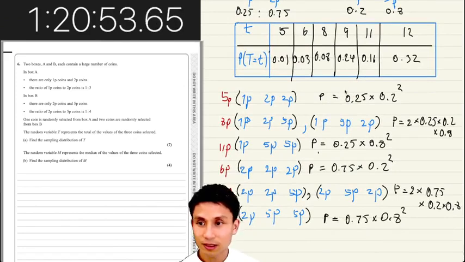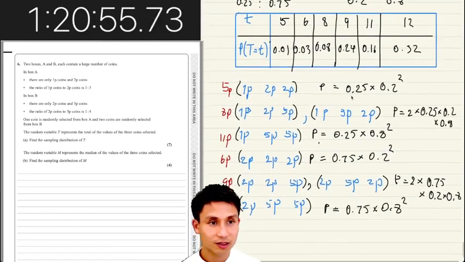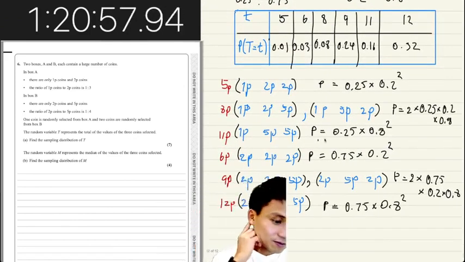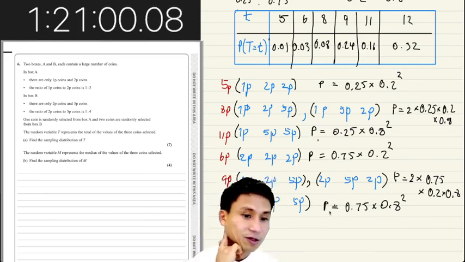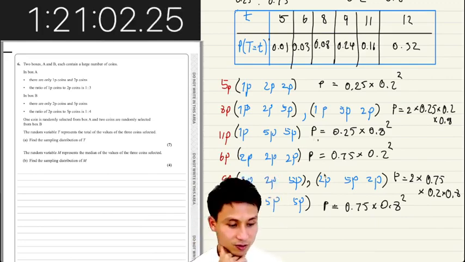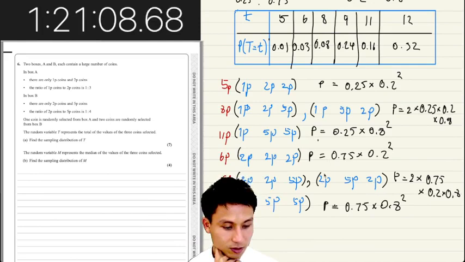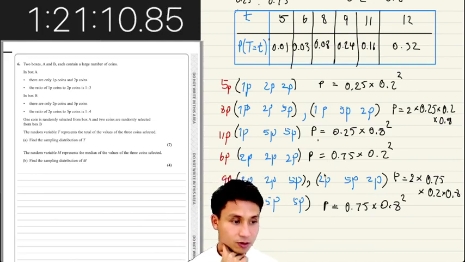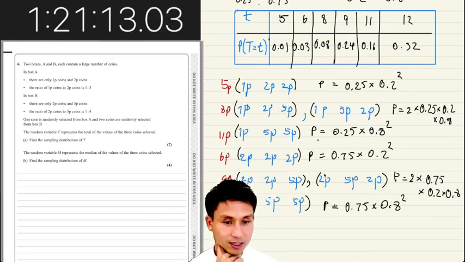That should be fine. Okay, I'm going to check the 11. So 0.25 times 0.8 squared. Wait. 1.6, yeah. The last case, 0.75 times 0.8.